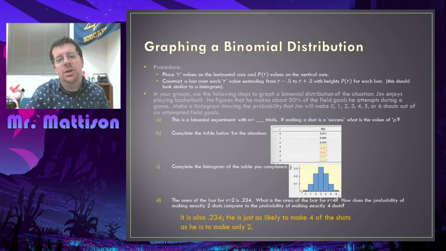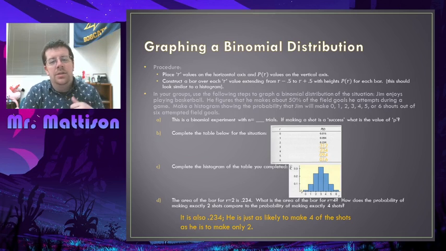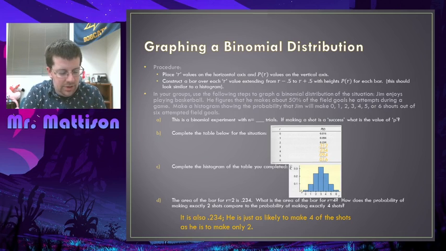All right. So the first part here, we have 6 different trials, and a success is making a shot, and that's going to be a 0.5 chance. So then, if we fill out our table here in the same way as we've done in the past, to get 3, that's 0.5 times 0.5 times 0.5 times 0.5 times 0.5 times 0.5.